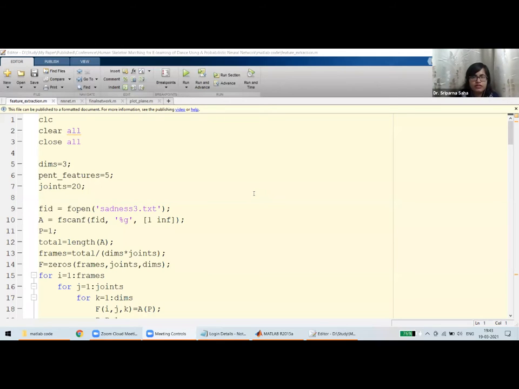So once again, I am sharing the screen. In the Matlab implementation, the first step is feature extraction. For the feature extraction, we need the Kinect data, that is the 20 body joint coordinates in XYZ, that is, 3-dimensional space, of the 20 body joints. For one particular data set, that is Sadness 3, the third case, that we open here.